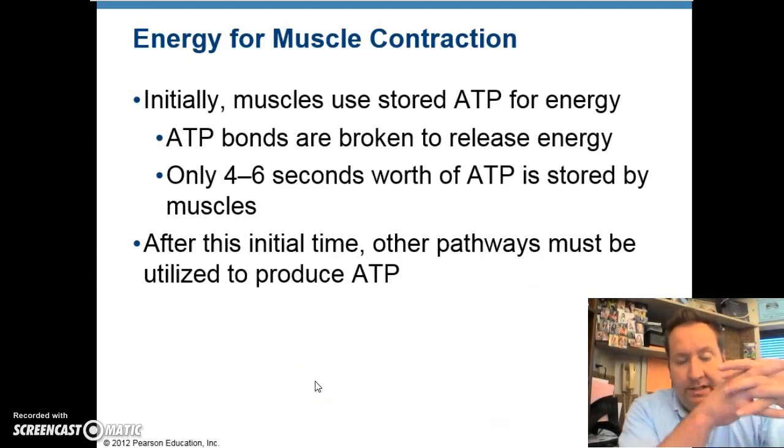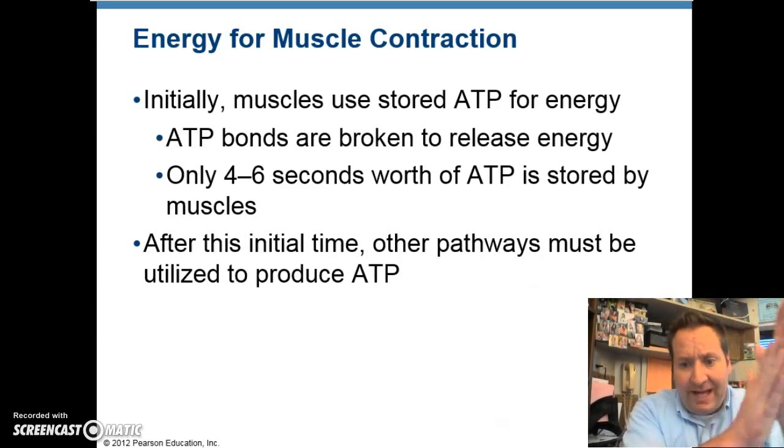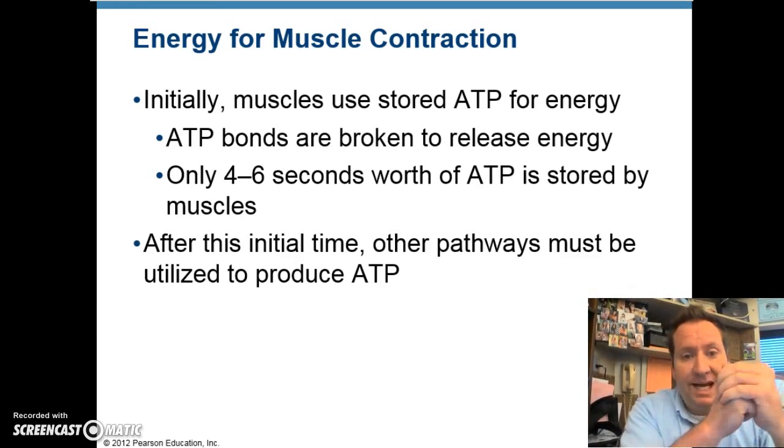What I'm going to talk about, guys, in this unit is the exercise and physiology unit that we have in the muscular unit. It is how a muscle is able to generate ATP.